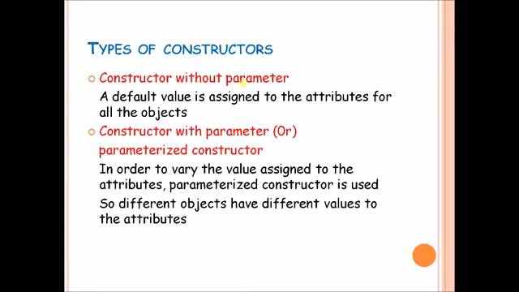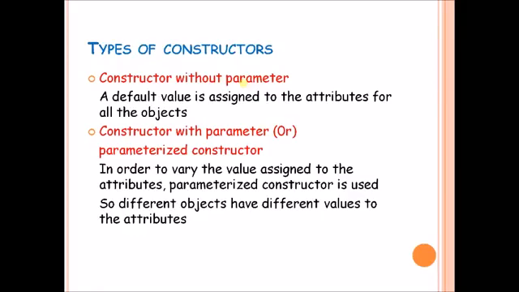Now let's see the types of constructors. So there are two types. One, constructor without parameter, and second one is constructor with parameter or the parameterized constructor. Constructor without parameter, here a default value is assigned to the attributes for all the objects. So we saw an example just now wherein all the attributes of the box class were assigned by default to 10. So any number of times you create an object, the same values will be assigned. There won't be any change in it.